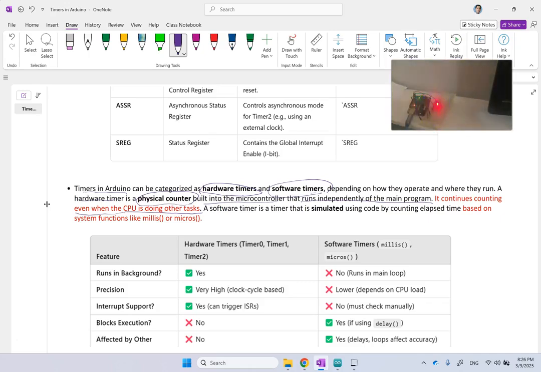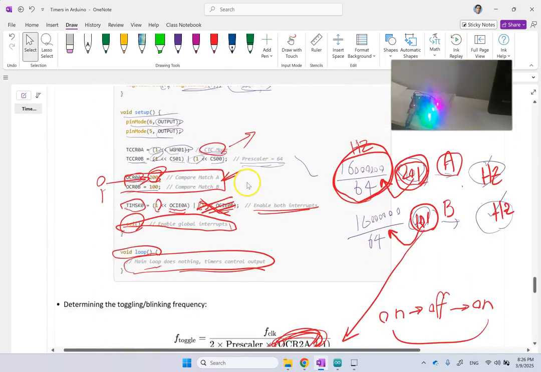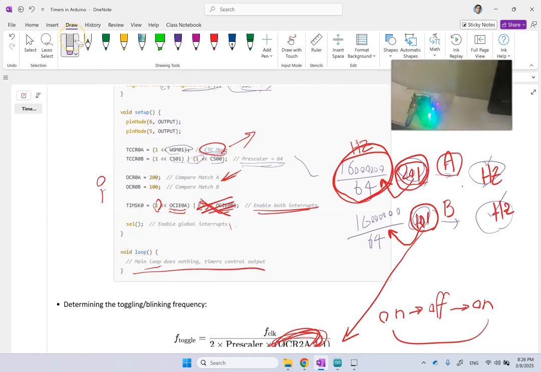It is turning some pins high and low. It is controlling a servo. It is doing whatever you can imagine. The timer in the background is doing its job. Remember when I said that in this example, you don't need to do anything in the loop? The timers are doing their job.